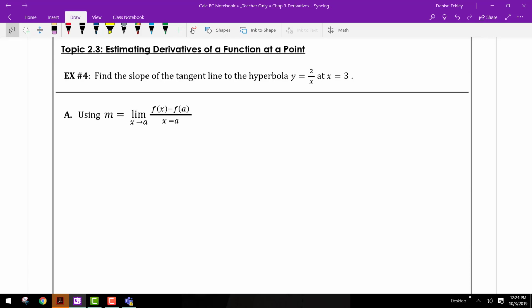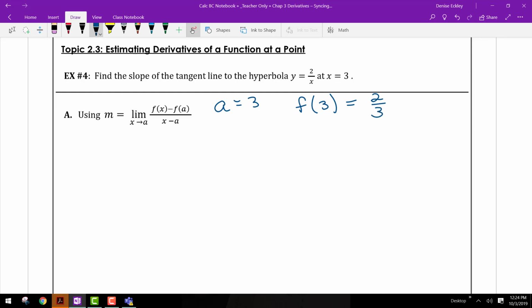Let's say we have a hyperbola, and we want to find the slope of the tangent line at x equals 3. So our hyperbola equation is 2 over x. We're just going to use this limit definition, which is one of the alternate definitions. So what we're saying here is that our a equals 3. I'm going to first find what f of 3 is. So f of 3 is going to be 2/3.